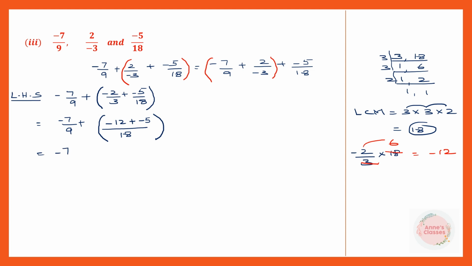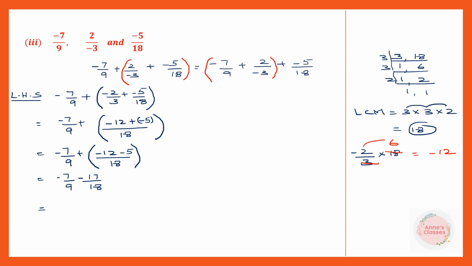So this becomes minus 7 by 9 plus minus 12, now this is within brackets, minus 12 minus 5 by 18. So this is minus 7 by 9. Now here, look at this. Minus 12 minus 5, signs are the same. We put the same sign and we add. 12 plus 5 is 17. Minus 17 by 18. So here now the denominators are 9 and 18 and the LCM will be 18.